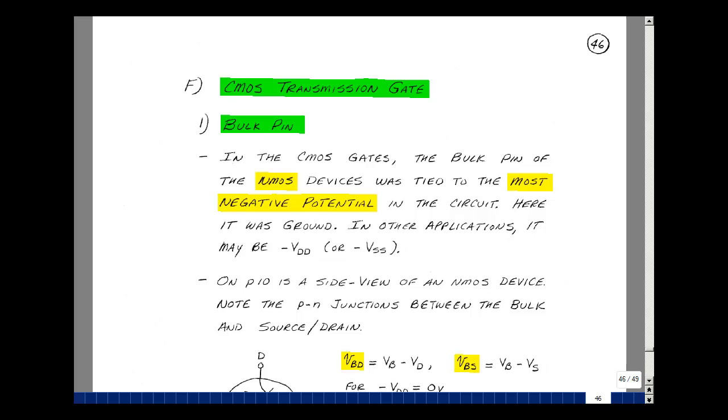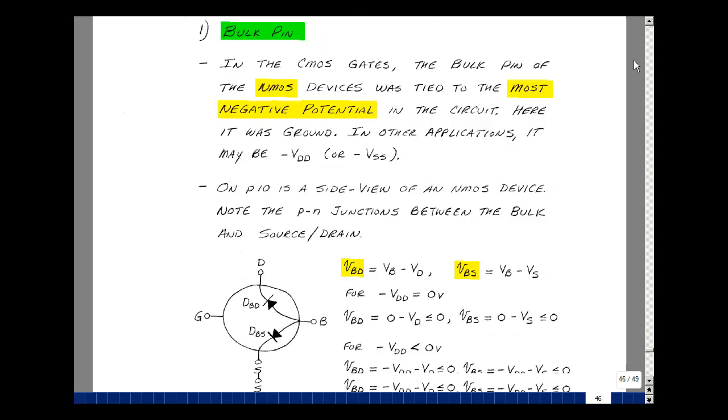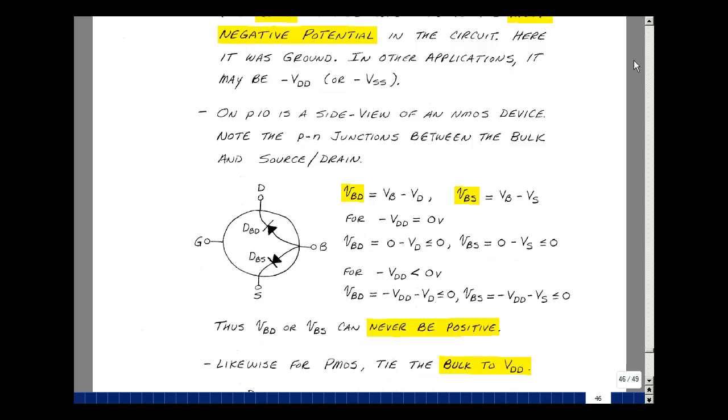In our past applications, we've been looking at a 0 to 5-volt power supply. In other words, a positive supply, and then the most negative supply is 0. But it's possible to have negative supplies, so in other words, a plus 5 and a minus 5. Take a look at an N-channel device, side cut. This is like the picture on page 10 in this chapter.